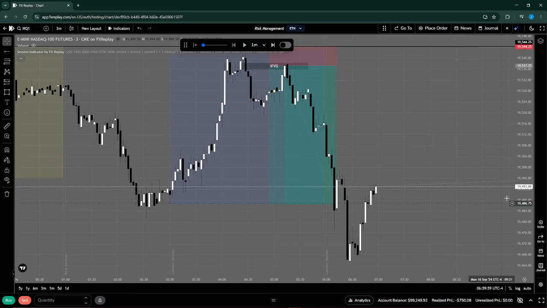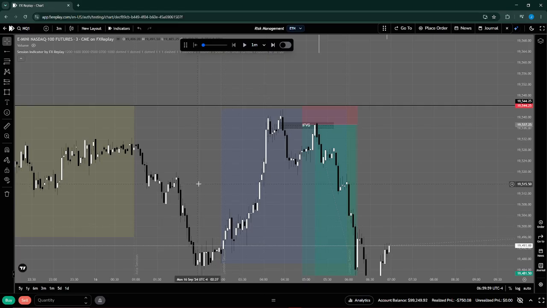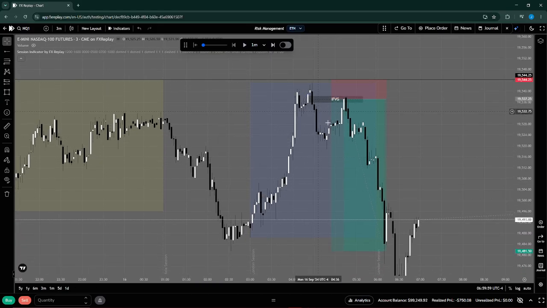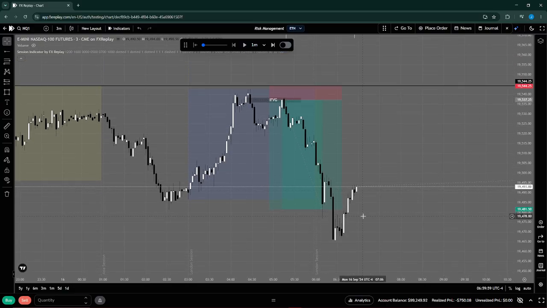But what did I say? The manipulation happens before the big move. So what was the manipulation? Here, this leg up. We trapped buyers here, and we continued to sell off once we failed to take out this high and created an inverse fair value gap. And then as we're going down, you see what we're creating. We have a fair value gap here.